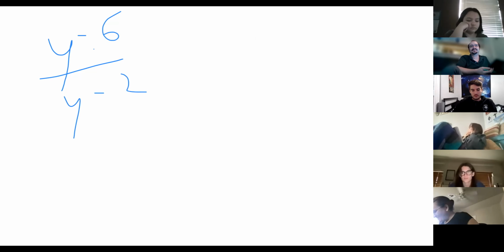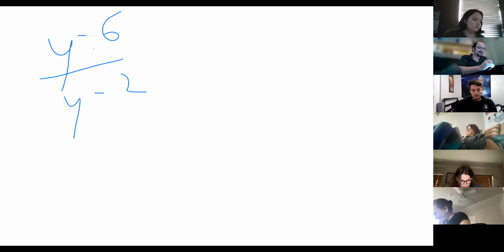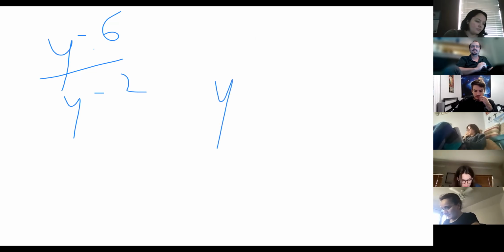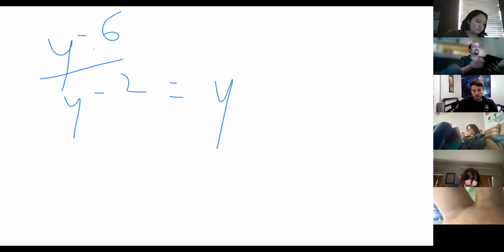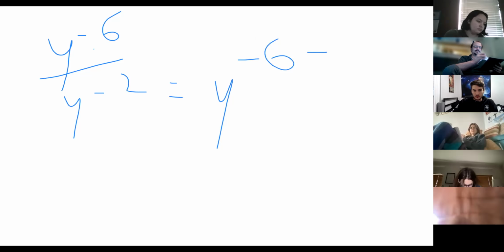So what am I doing here? We have y to the -6 over y to the -2. If I'm dividing things, how does that operation transfer to the exponents? For the exponents, you have to add them if we're multiplying. If we're dividing, we subtract them. So you're going to go 6 minus 2. Yeah, it should be a -6 minus a -2.